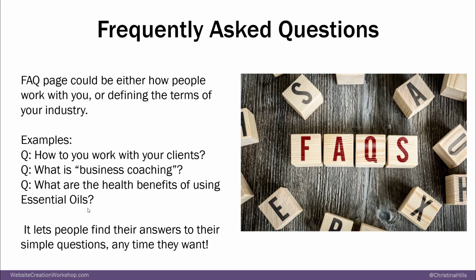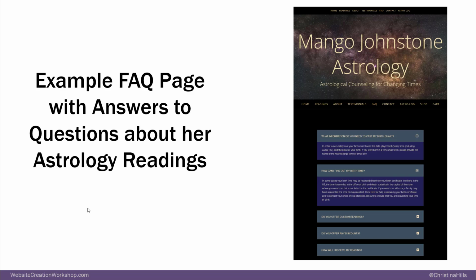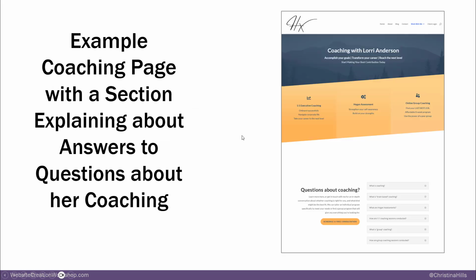Like if I'm going to contact a company, I'll look at their FAQ first because maybe I've got the answer there. And here's one of my students, Mango Johnstone, and she does astrology consulting. And so she answers questions about how her astrology readings work. And on her FAQ page, if you can see my cursor, there are these little tabs, and when you click, they open up. This is called an accordion, by the way. So these tabs open up. She's totally non-techie, and she built this great site herself.